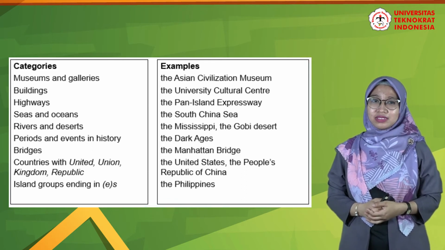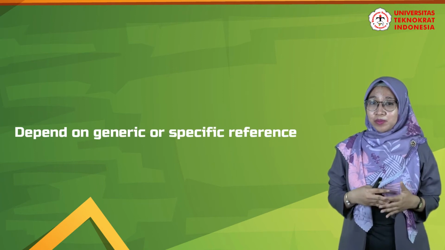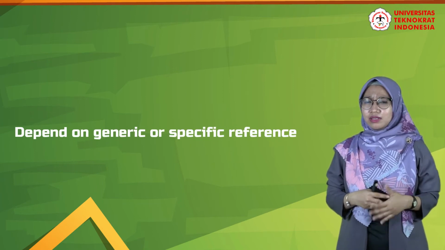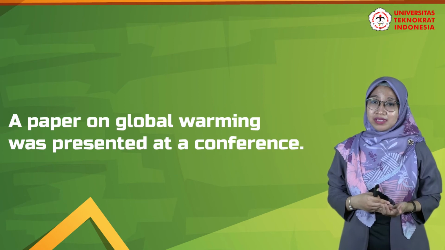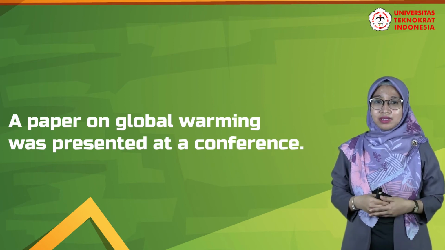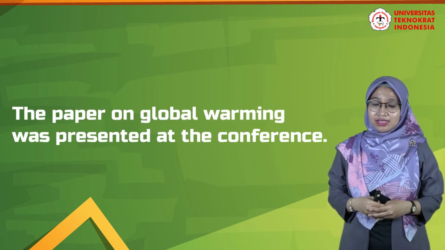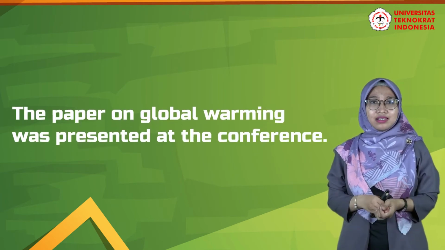Okay, the next rule is that when we use this article depends on whether the noun is a generic or specific reference. Okay, let me show you these two similar sentences. A paper on global warming was presented at a conference. And then the next one, the paper on global warming was presented at the conference. What is the difference? The slight difference is just in the use of the article.